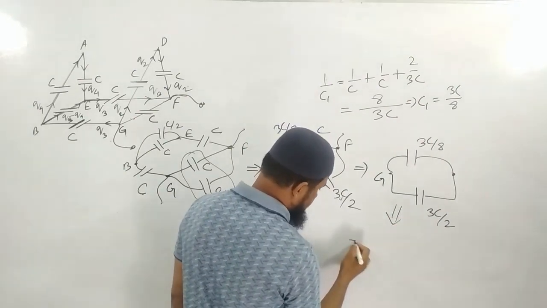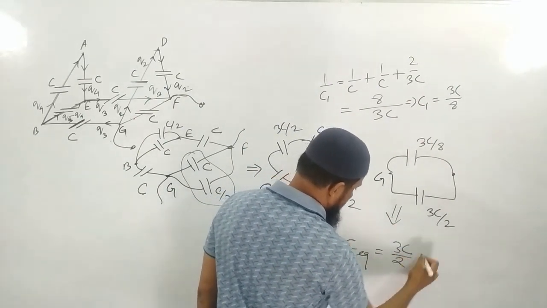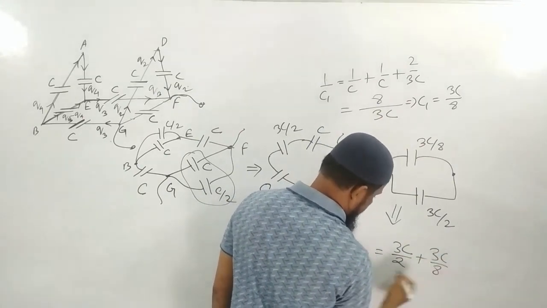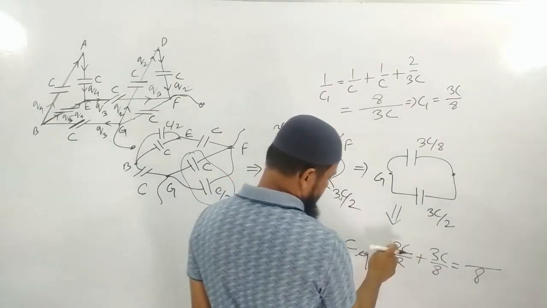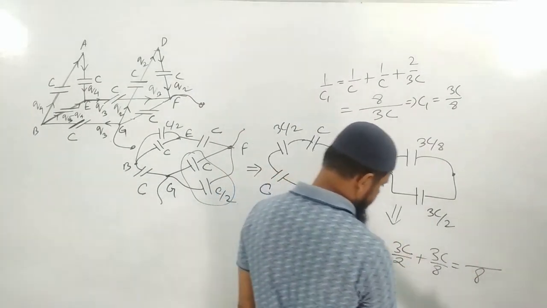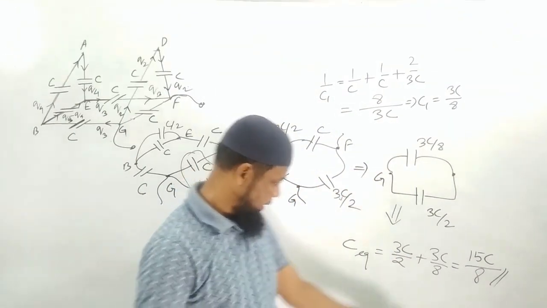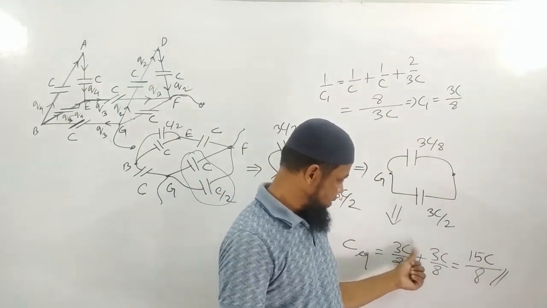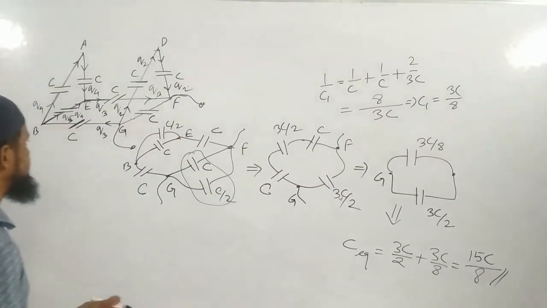Now they are in parallel. So equivalent will become, add them, 3C by 2 plus 3C by 8. 8 is the LCM. 4 3 is 12. 12 plus 3, 15. That's it? 8. 4 3 is 12. Plus 3, 15. This is how we can solve it.